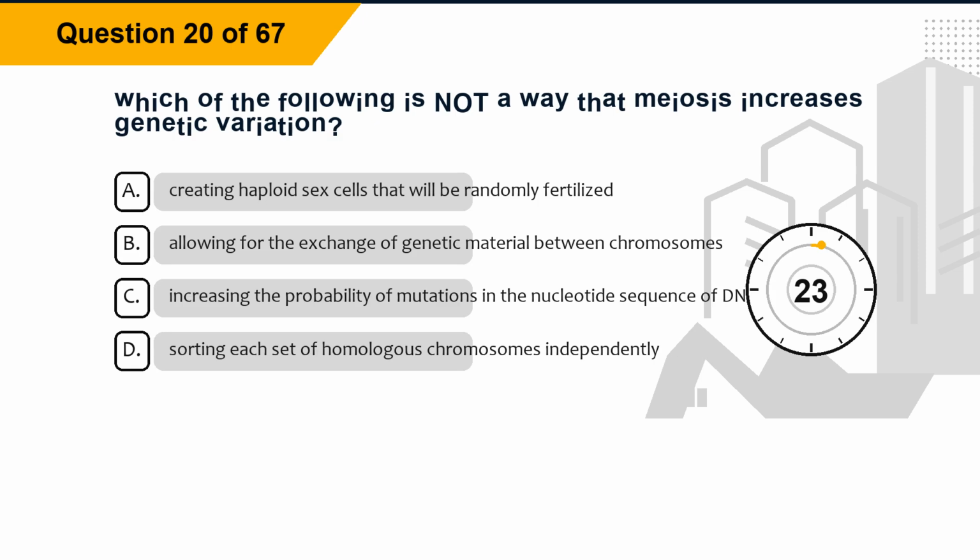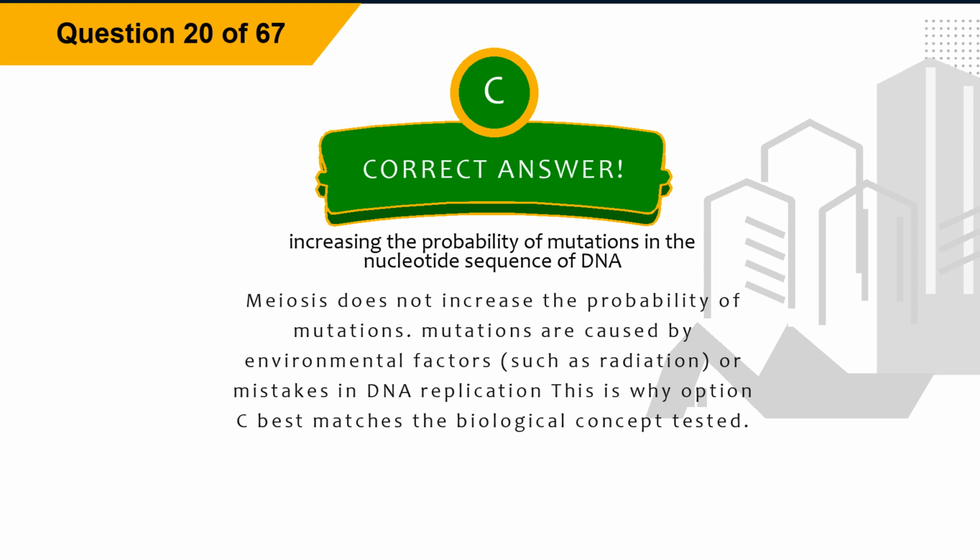Question 20. Which of the following is not a way that meiosis increases genetic variation? Option A, creating haploid sex cells that will be randomly fertilized. Option B, allowing for the exchange of genetic material between chromosomes. Option C, increasing the probability of mutations in the nucleotide sequence of DNA. Option D, sorting each set of homologous chromosomes independently. The correct answer is option C, increasing the probability of mutations in the nucleotide sequence of DNA.